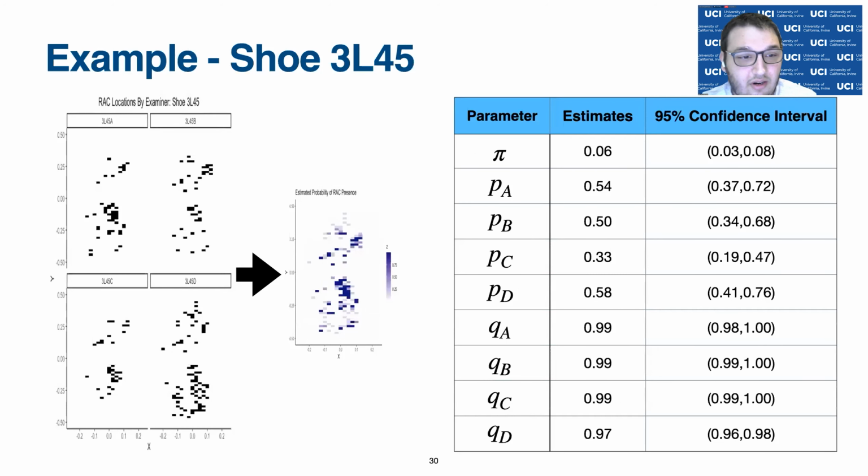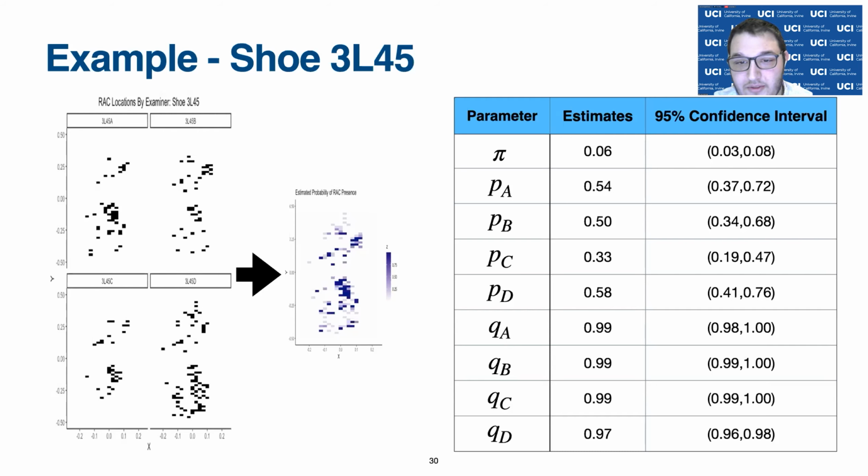So going back to our example from before, we have these 4 images of cells that contain a RAC or not, as determined by the examiner, and we could get a kind of map of probabilities of whether or not a cell contains a RAC. So if there's a cell that all 4 examiners said there's a RAC in, that will likely increase the probability of RAC presence. You could see that that's how this map looks on the right.